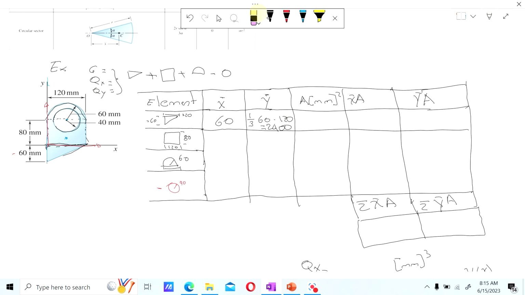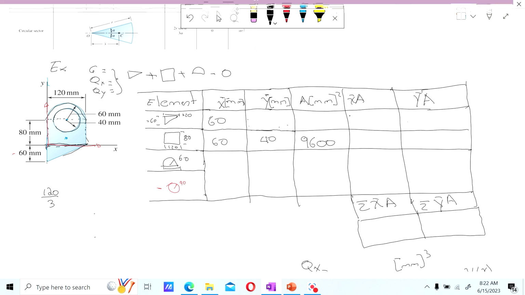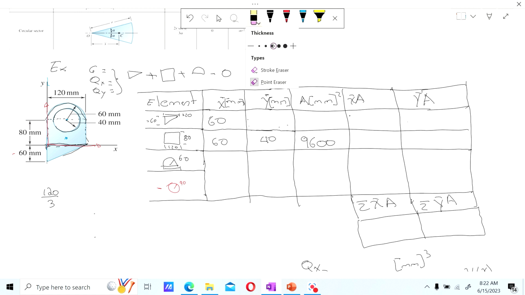So we're doing a triangular shape. I did something wrong here. I apologize. I did it wrong. Okay, so let's do this part first. So in x is 120 divided by 3, which is 40. Sorry, 40. I keep saying 60. 120 divided by 3 is 40. All right, and this is x triangle.